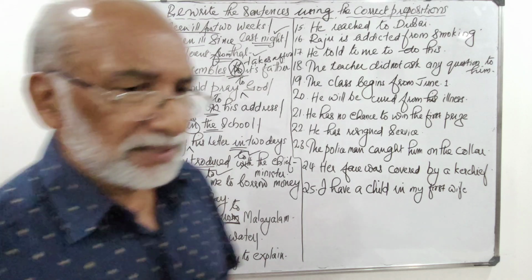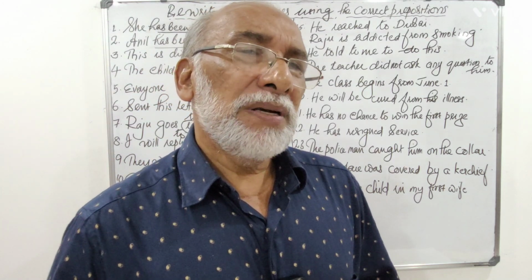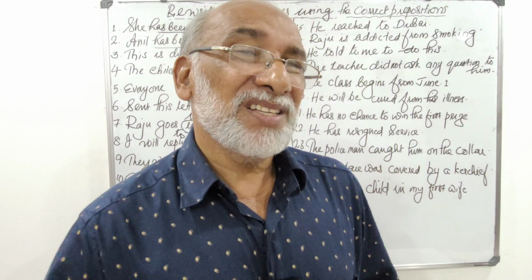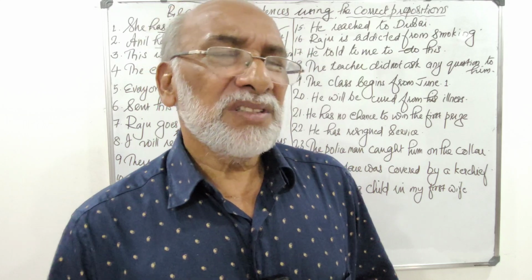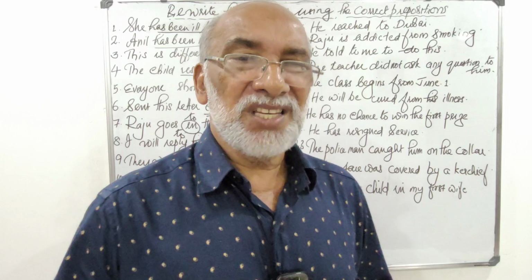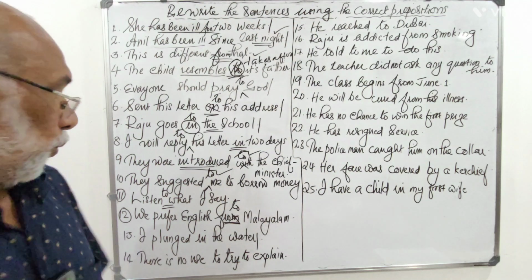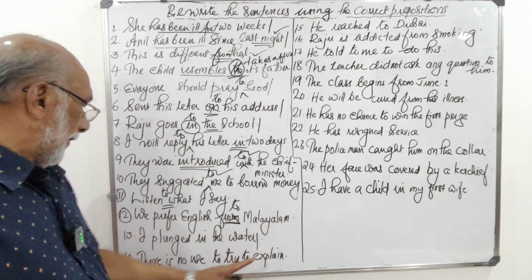There are certain other words where we always use "to". For example, inferior, superior, junior, senior, elder, younger. After all these words we use "to" only. Okay, younger to, elder to, senior to, junior to, okay, and prefer to. We prefer English to Malayalam.